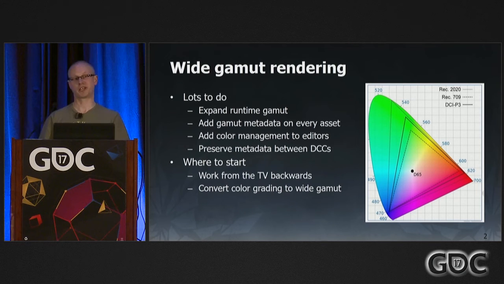However, we'll start by working from the TV back. So the first thing we'll do is to convert the color grading, which is one of the last stages, into high dynamic range, implement some out of gamut or debug modes to help the artists, and then work back from there.